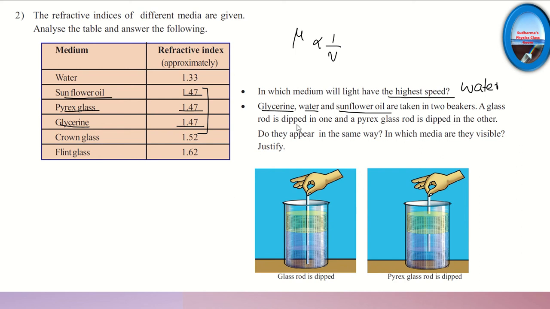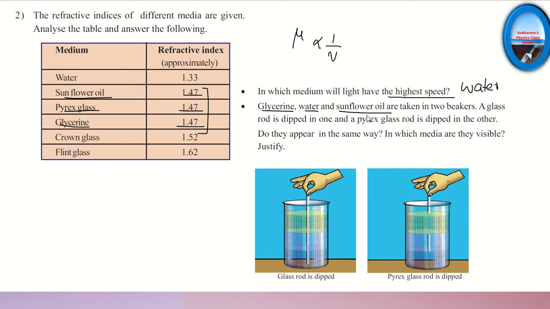So the question is, we are going to dip a glass rod in glycerin, water and sunflower oil. So what is the glass rod? It can be crown glass or flint glass, whatever it is. Its refractive index is different. So do they appear in the same way?